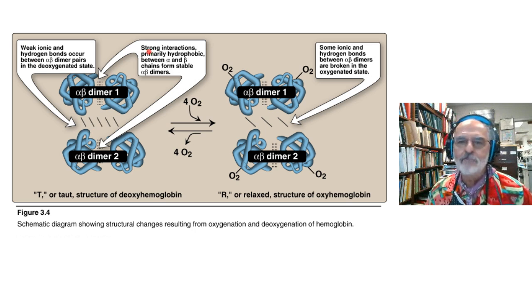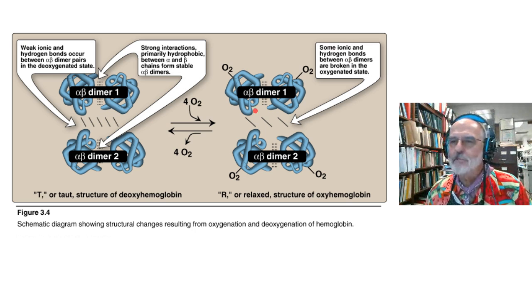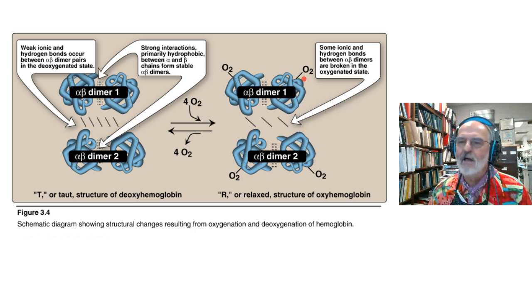Okay? There are strong interactions within the dimer, summarized here as hydrophobic and ionic, and then there are weaker interactions shown here between the dimers in the deoxy state. Upon oxygen binding, some of these ionic and hydrogen bonding interactions are broken, and the dimers move relative to one another. So this big conformational change makes the oxygen binding tighter, makes it higher affinity.